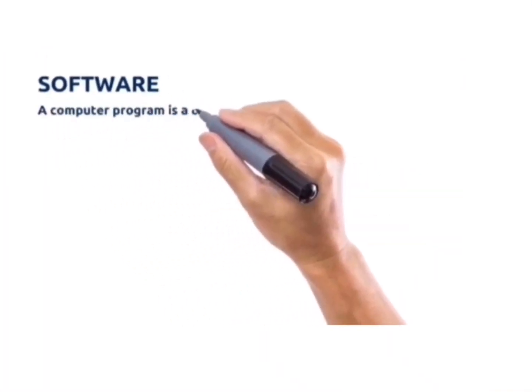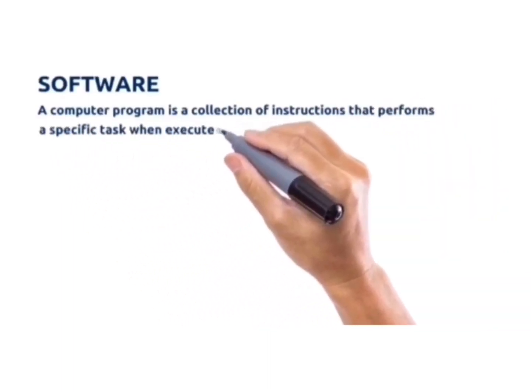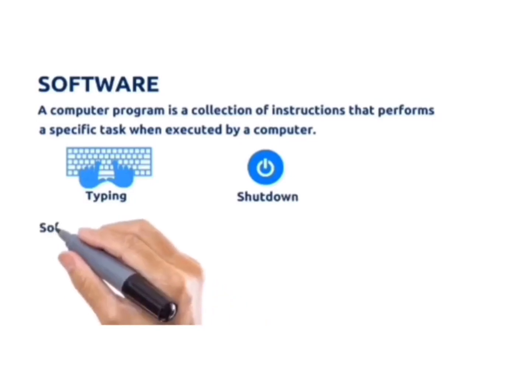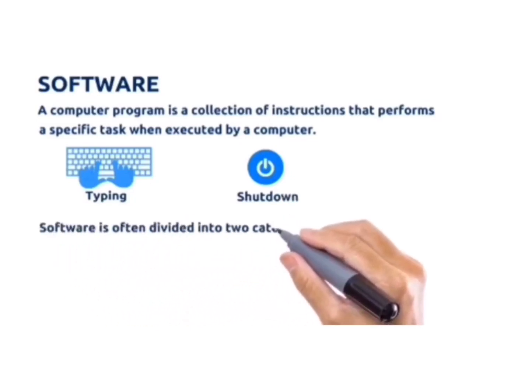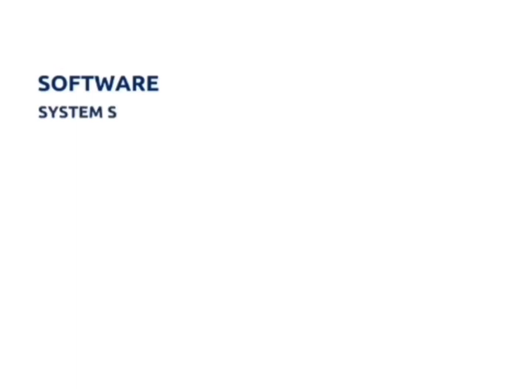About software. What is software? A computer program is a collection of instructions that perform a specific task when executed by a computer, like typing on the keyboard or shutting down the computer system. These are all examples of software. Software is often divided into two categories. First one is system software, second one is application software. Let's discuss in detail.